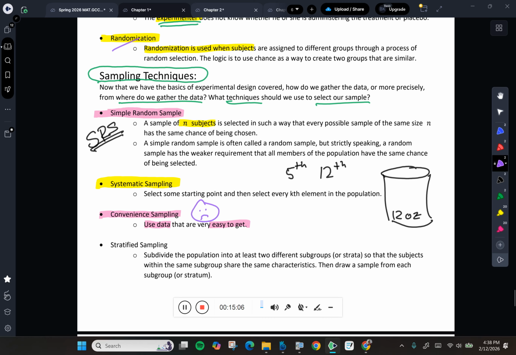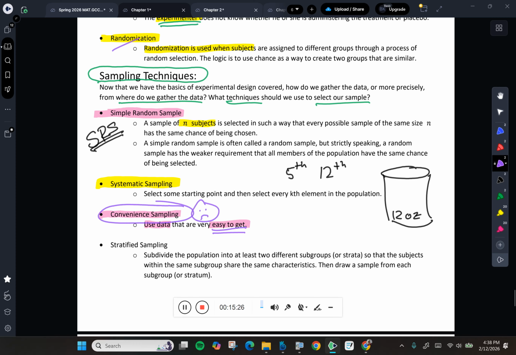Why is it easy to get? And if it's easy to get, is it accurate? If it's easy to get, does it truly represent the population that you want your data to represent, right? A great thing to think about is convenience sampling, and I think we've all probably experienced this.